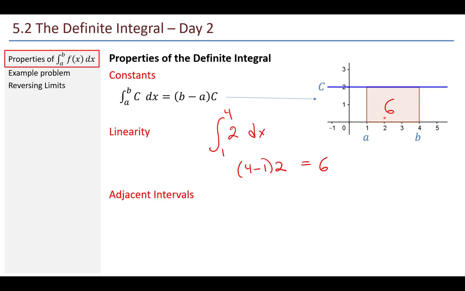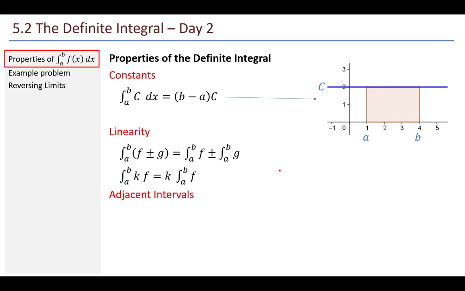How about linearity? Linearity is the idea that I can add and subtract the actual definite integrals. So for example, suppose I have the integral from 2 to 7 of x squared plus sine of x dx. I can write that as two separate integral problems. The integral from 2 to 7 of x squared dx plus the integral from 2 to 7 of sine of x dx. So that's what's meant by linearity. And if this plus was instead actually a minus, then no big deal, we can subtract that instead.